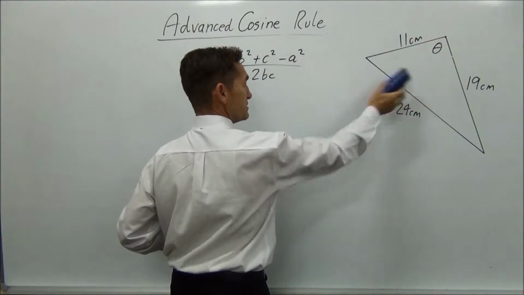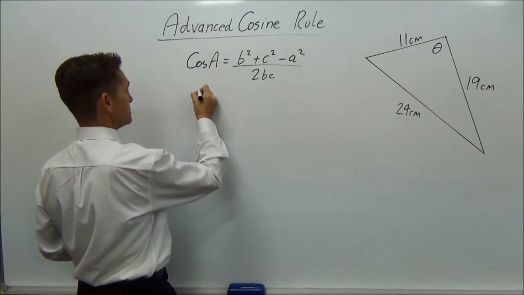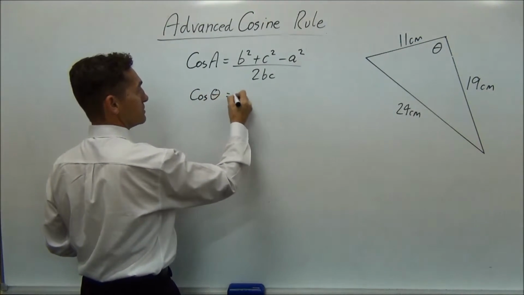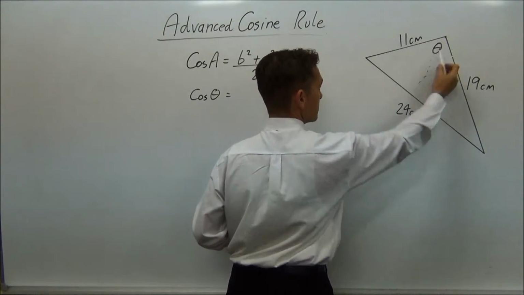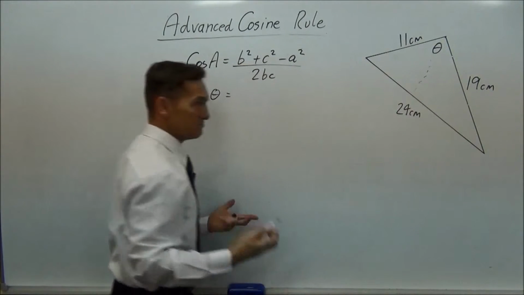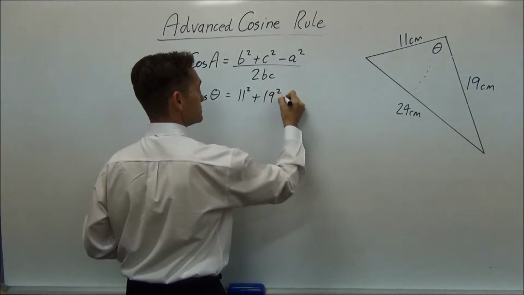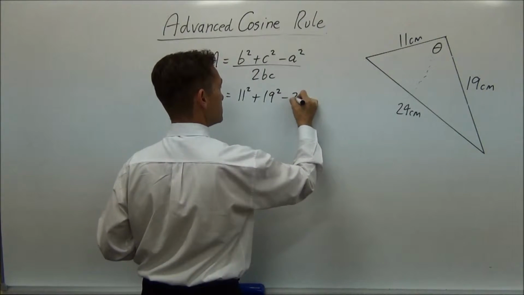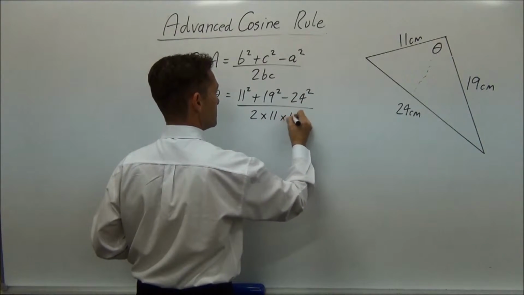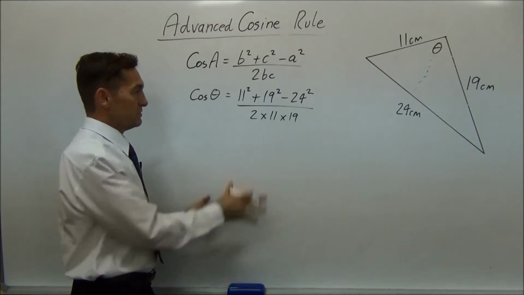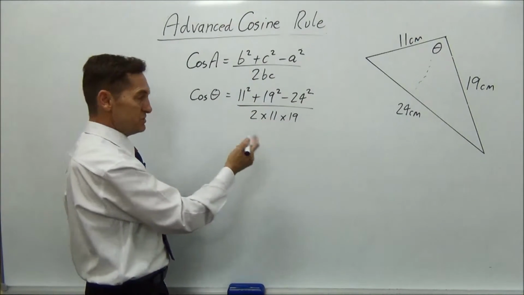So let's apply this formula to this triangle and see how we go. So we're going to get cos theta equals b squared plus c squared. Well, this is our A because they're opposite, so these are B and C. Doesn't matter which is which. So 11 squared plus 19 squared minus our A squared, 24 squared, all over 2 times 11 times 19. So what do we press here? We don't just press this in our calculator, we actually want shift cos.